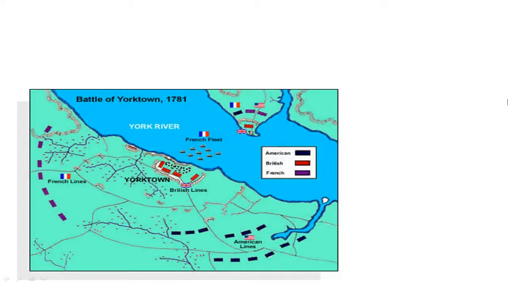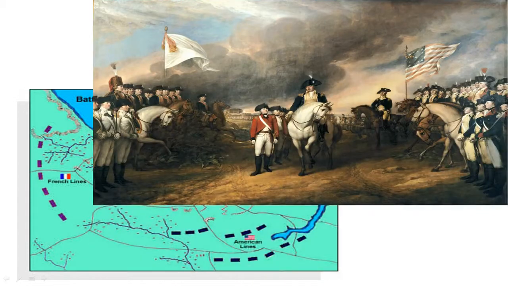Here you can see the British and how they're pretty much trapped between the French Navy, the French Army, and the American Continental Army as well. And here, of course, an iconic image of that Yorktown battle.